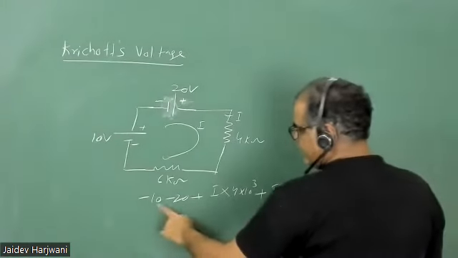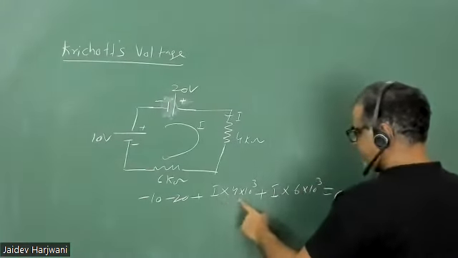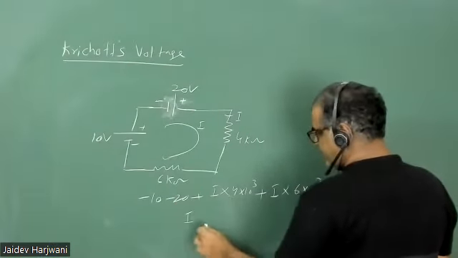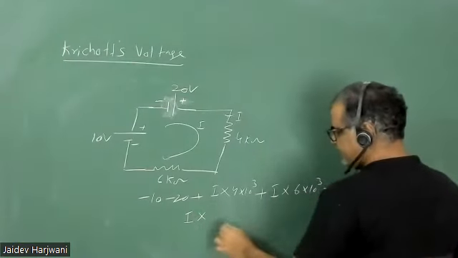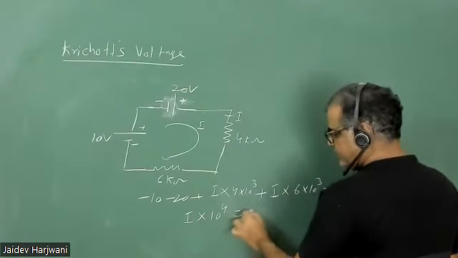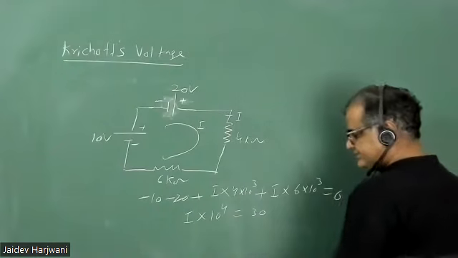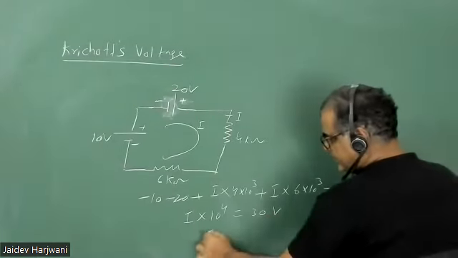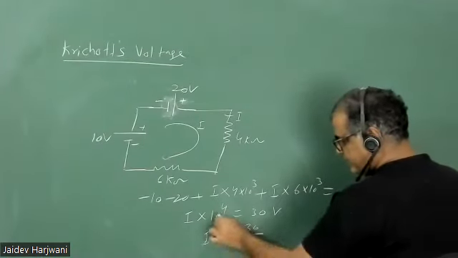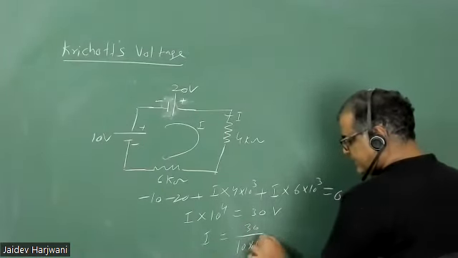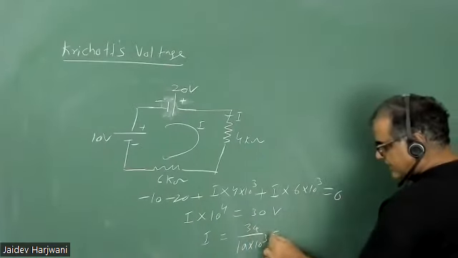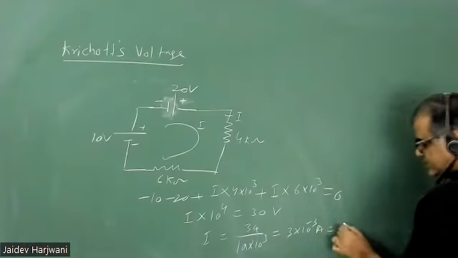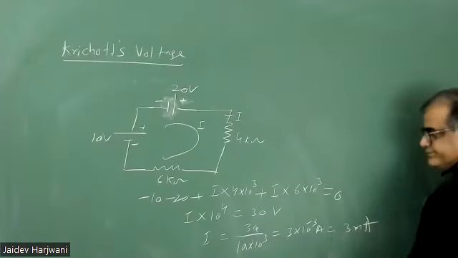Now minus 20 minus 10 becomes 30. So I into (4 plus 6) into 10 to the power 3 equals 30 volts. Yes or no? Now if I want I, I can write 30 upon 10 into 10 to the power 3. So this will be 3 into 10 to the power minus 3 ampere. That is, current I is 3 milliampere.